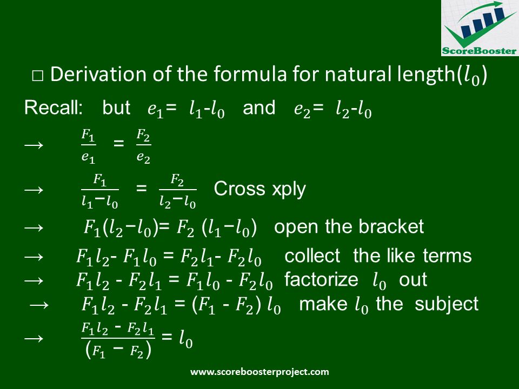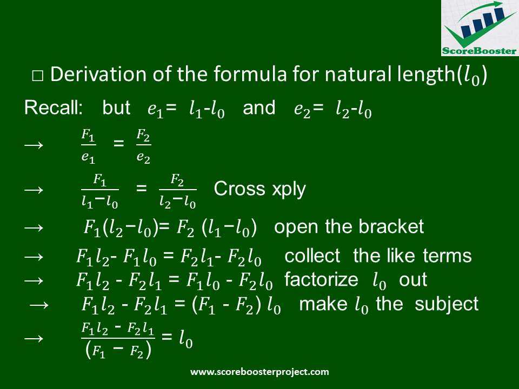Now, we have to recall that our extension 1, which is e1, is equal to length 1, that is L1, minus natural length L0. And similarly, our extension 2, which is e2, is equal to new length 2, that is L2, minus natural length L0. And also, we are able to arrive that the constant of proportionality K is equal to F1 over e1, which is also equal to F2 over e2.